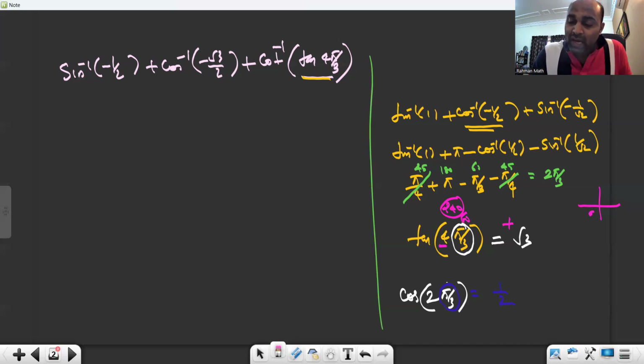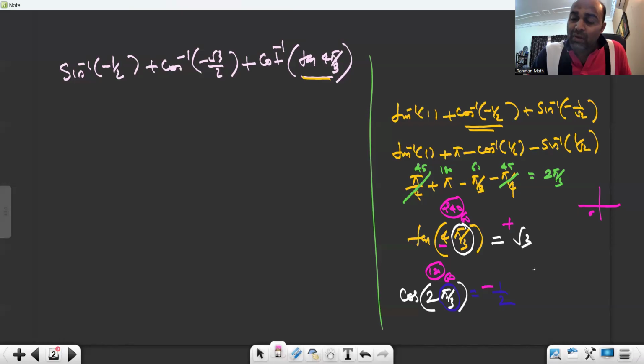What about this one? It is 60. 2 into 60, how much? 120. 120 which quadrant? Second quadrant. Second quadrant, cos is negative. So it will be negative of. Anything you can find like that.